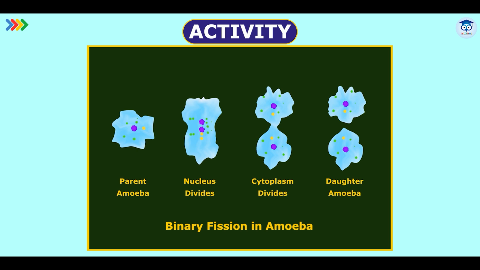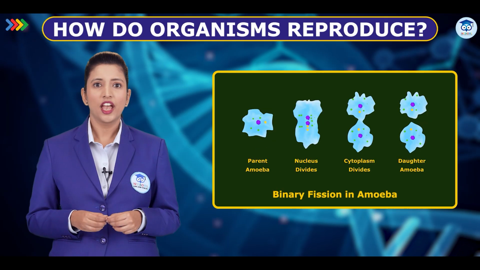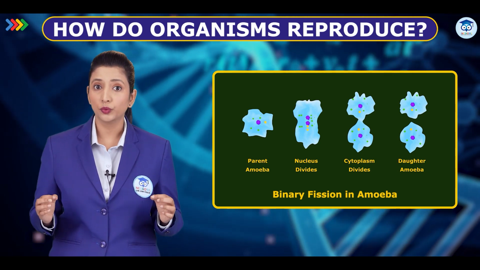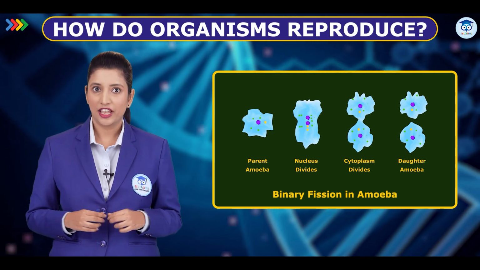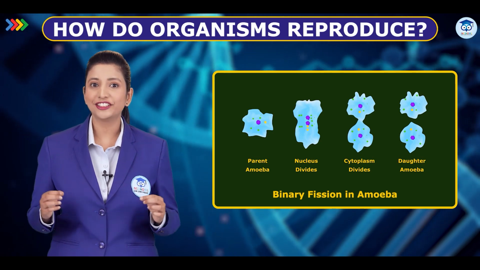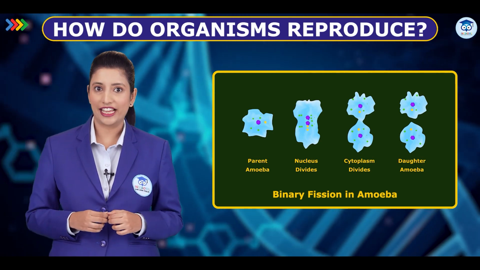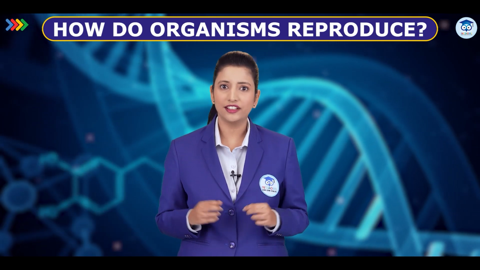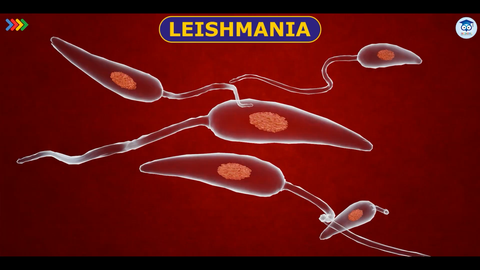The cell can divide in any direction. There's no fixed angle. It simply splits into two wherever it grows best. And both parts then continue life as independent organisms. But not all unicellular organisms are this random. Some, like Leishmania, are more organized.